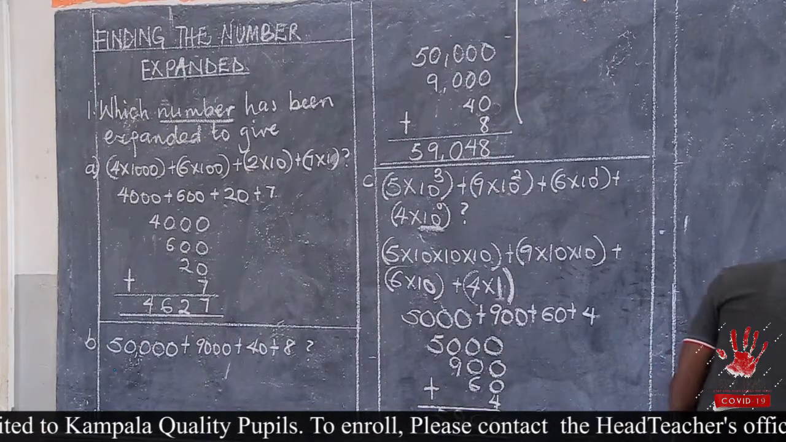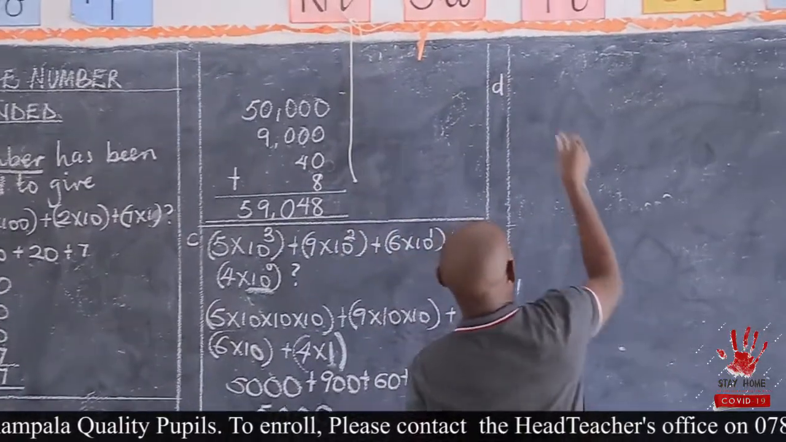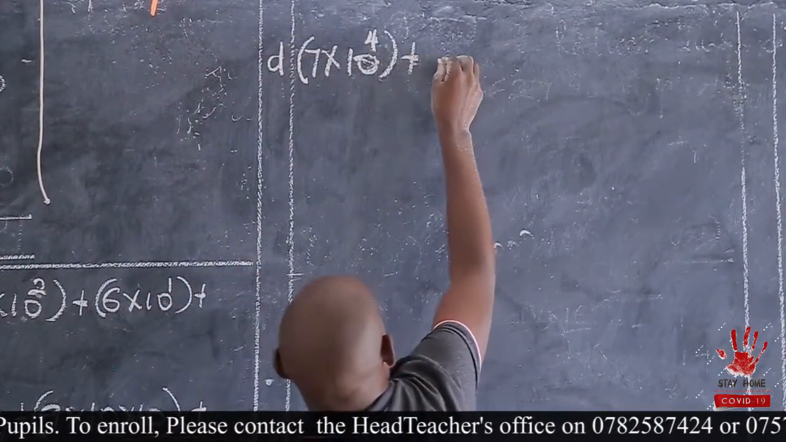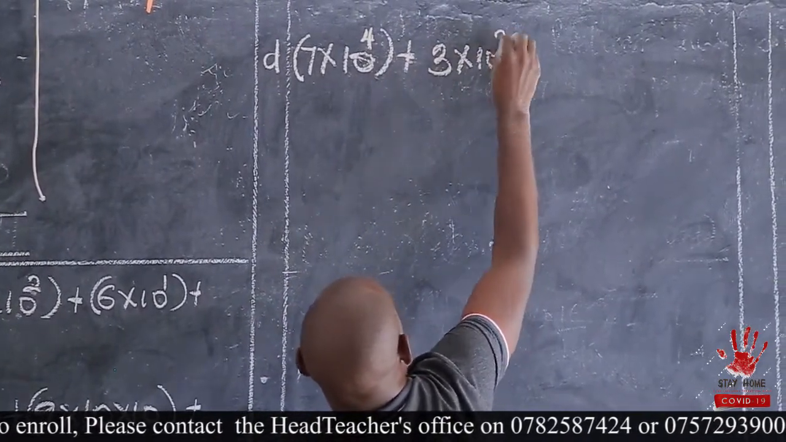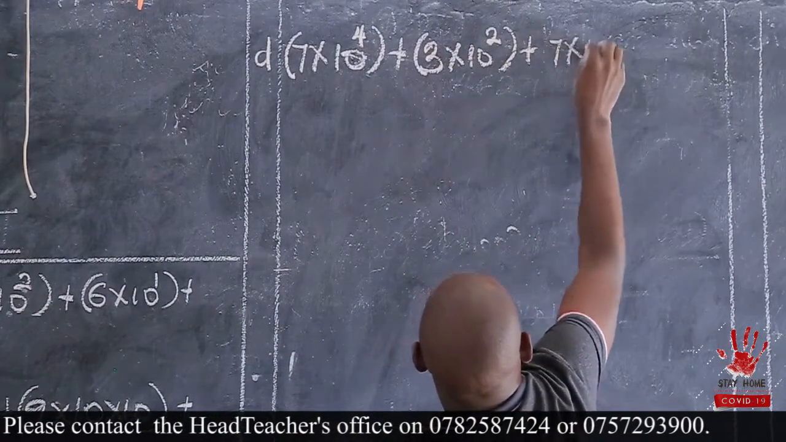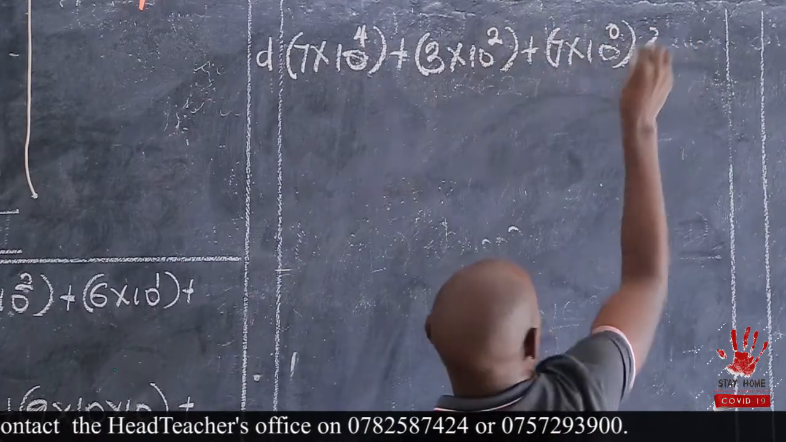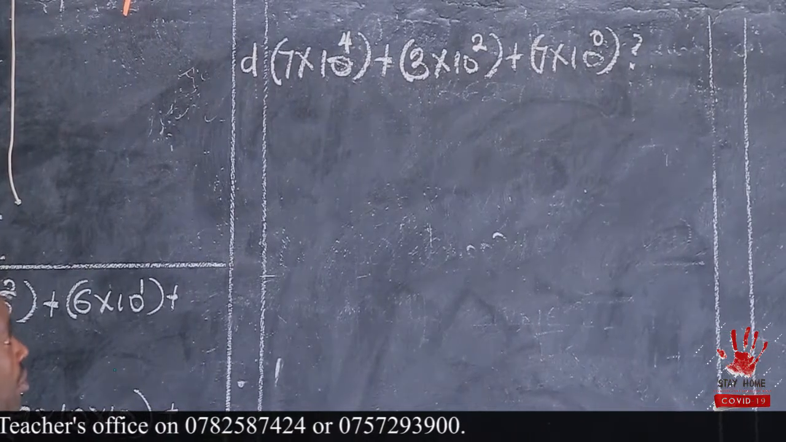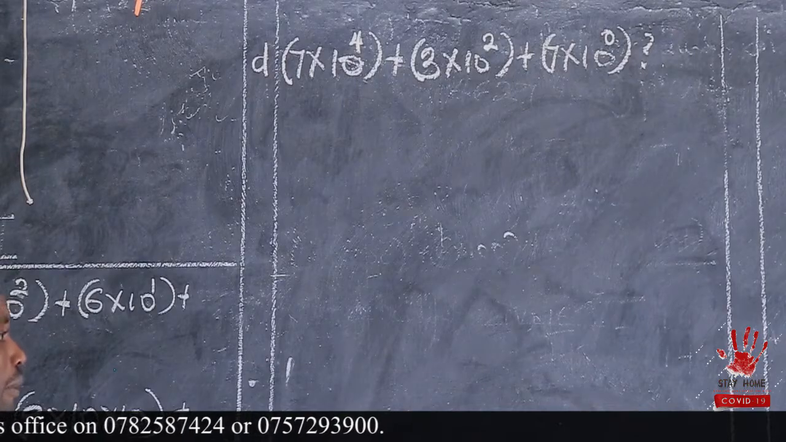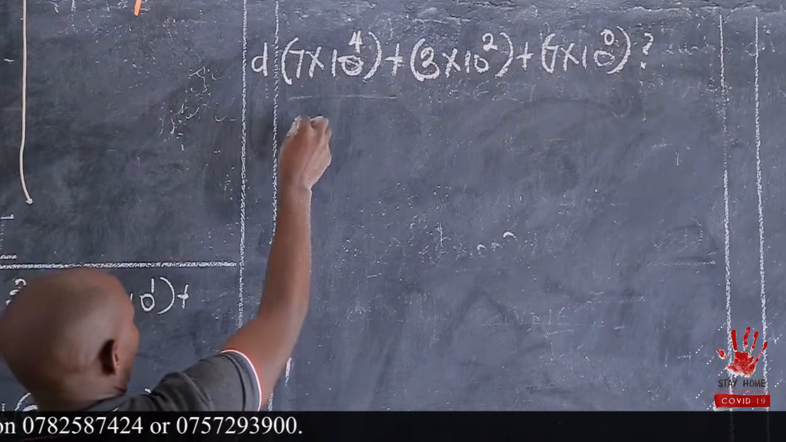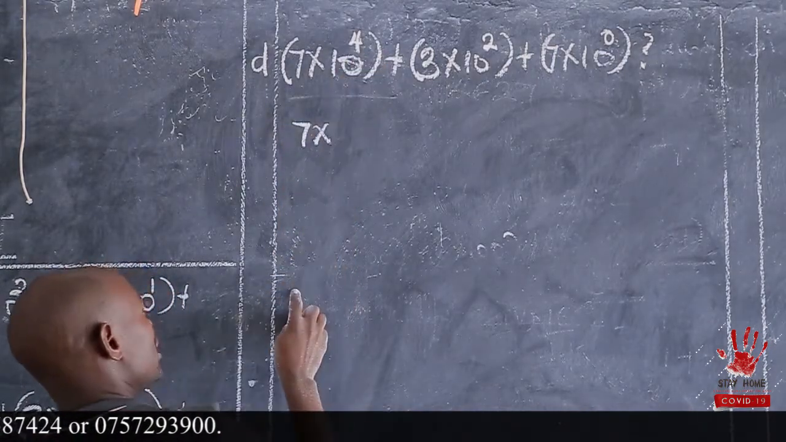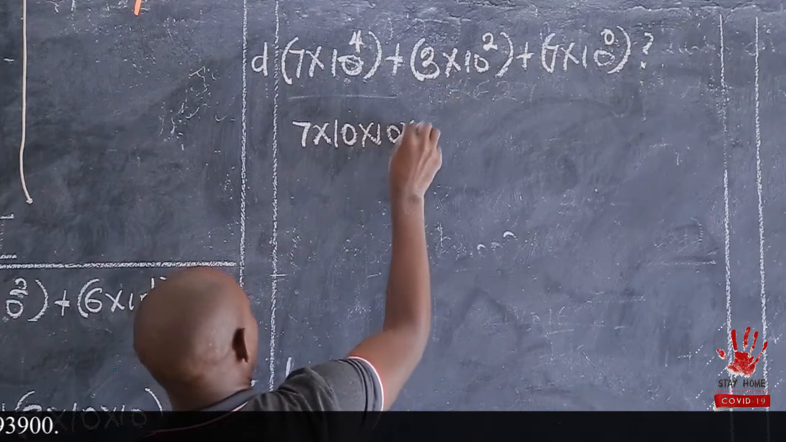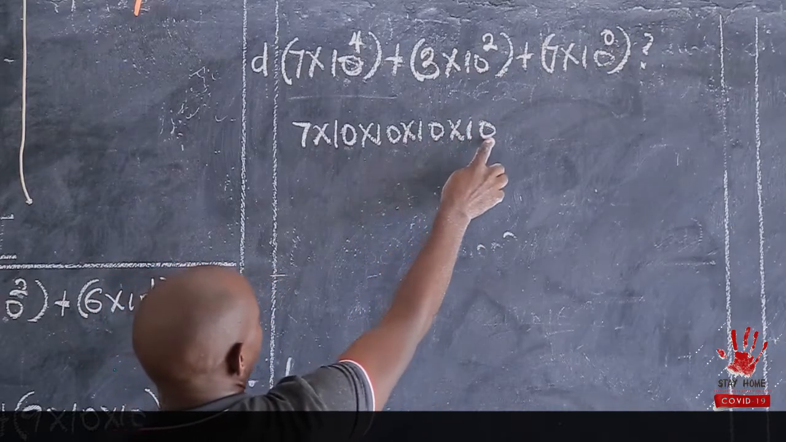Let's have a look at another example whereby still we are looking at a number which has been expanded using powers of 10. D. So we have 7 times 10 to power 4 plus 3 times 10 to power 2 plus 7 times 10 to power 0. So, what have I told you? Expand this one. We shall have 7 times 10 to power 4, which means you are going to multiply 10 by itself 4 times. So we shall have times 10, times 10, times 10, times 10. 1, 2, 3, 4.